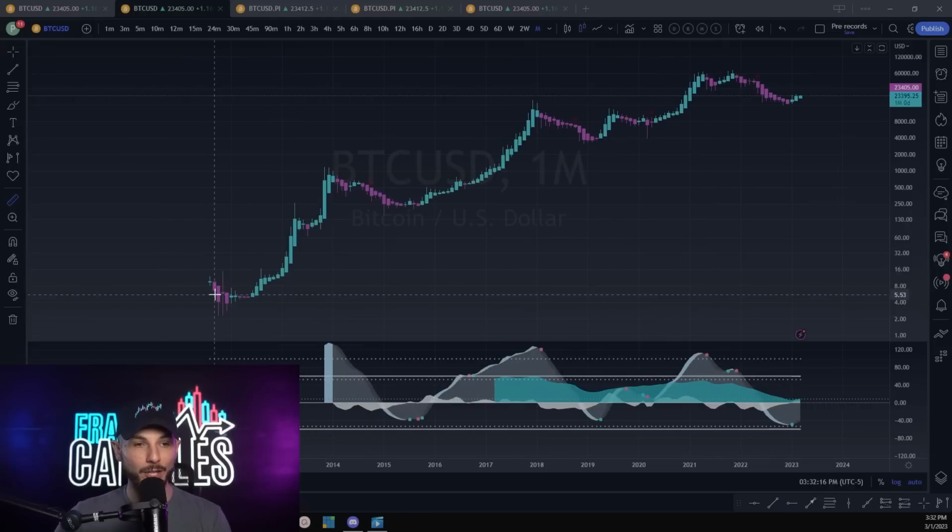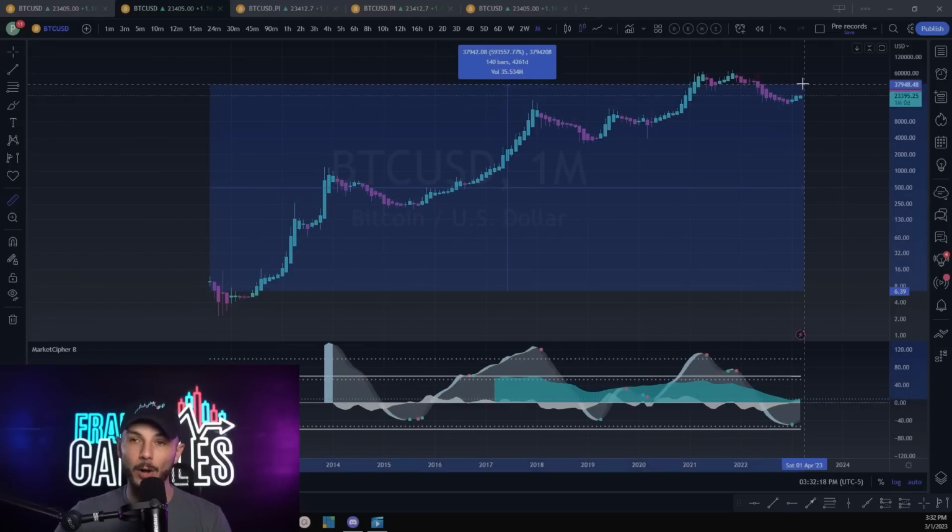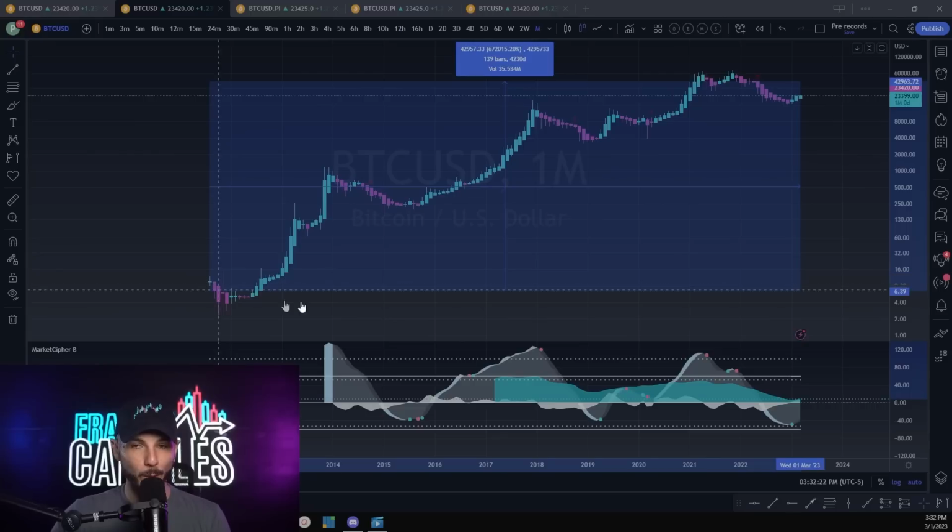If we zoom out here, you can see if we go ahead and count all these candles, there's actually 139 candles all the way from 2011 to the current price action. And that's because this chart is showing us 139 months of price action.